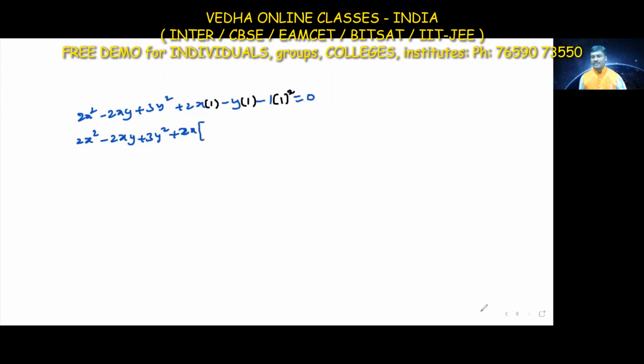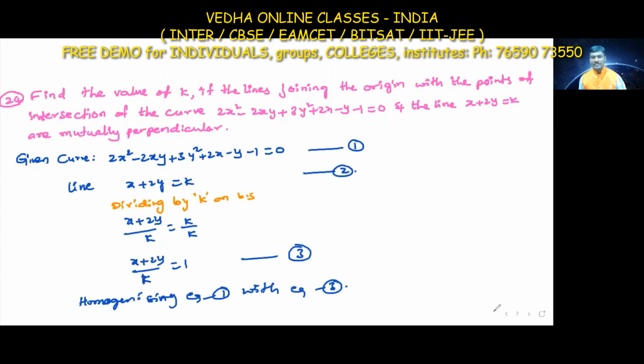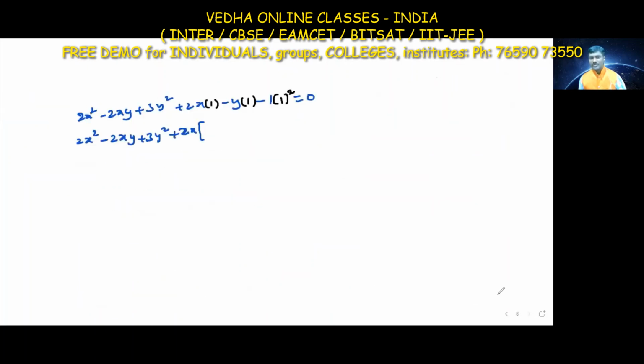What is 1 here? In place of 1, x plus 2y by k. Okay, minus y into 1, and 1 is nothing but x plus 2y by k. Minus 1 into 1 square. What is 1 here? x plus 2y by k, into 1 square means there is no change. So it is equal to 0.